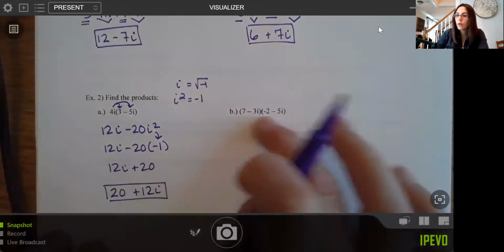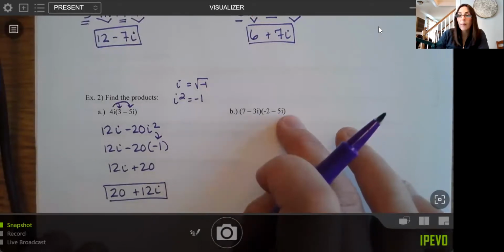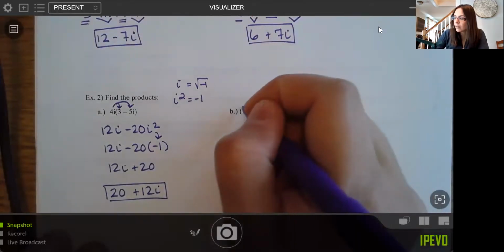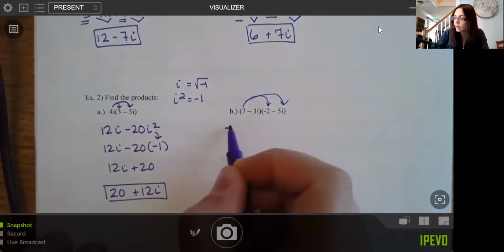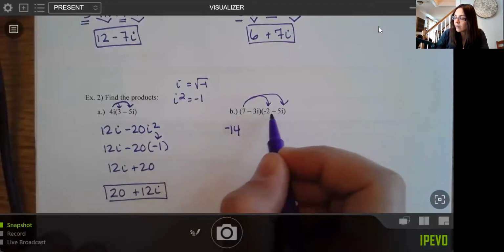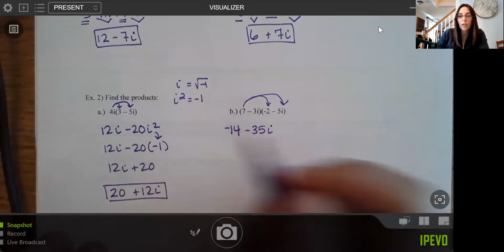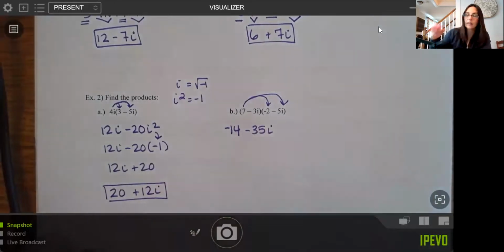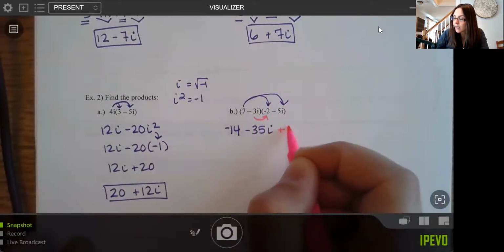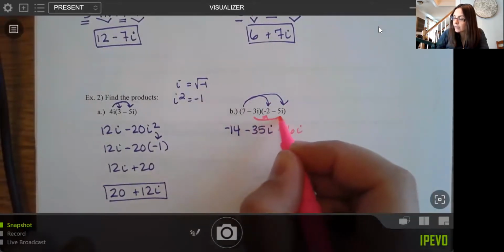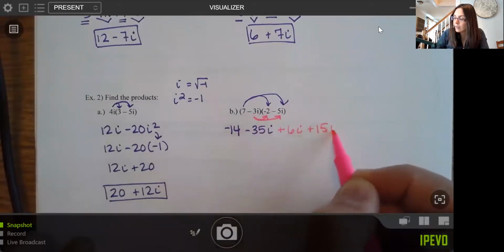Here, you're going to use your FOIL technique that you have before, or you can use just the distributive property twice. So you're going to go ahead and bring that 7 into both pieces. So 7 times negative 2 is negative 14, and 7 times negative 5i is negative 35i. And then you're going to do the 3i next. Just be careful, it's a negative. So negative 3i times negative 2 is positive 6i. And negative 3i times negative 5i, well, I'm going to have a positive 15 and then an i squared.